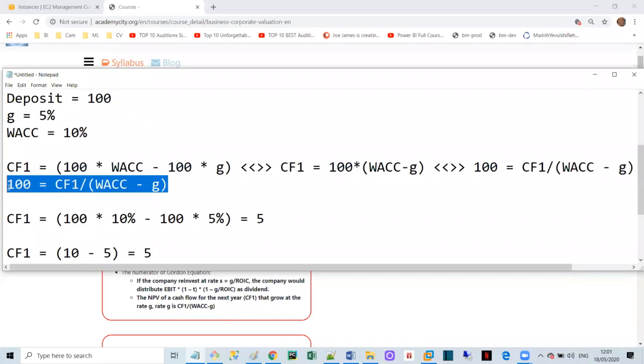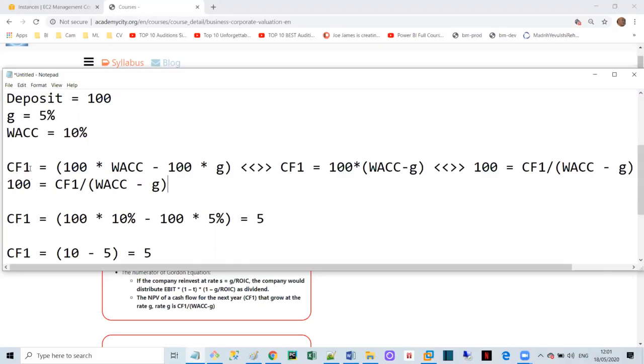Is that clear, guys? But it doesn't add up to 100. How do you manage it? Say again? If we plug in the numbers, as you said, we get 1. It's 5 divided by 5%. You get 100. Exactly.